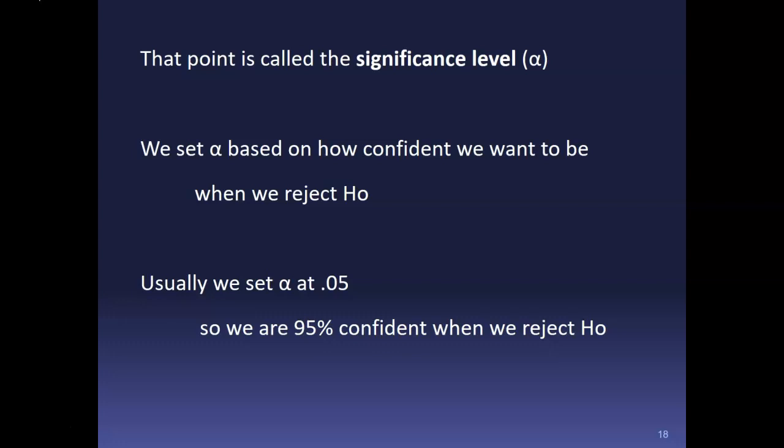Now this means there's a 5% chance that we're wrong when we reject the null hypothesis, but we are willing to live with that degree of uncertainty, that 5% chance that we could be wrong, in order to be able to practically conduct tests of hypotheses.